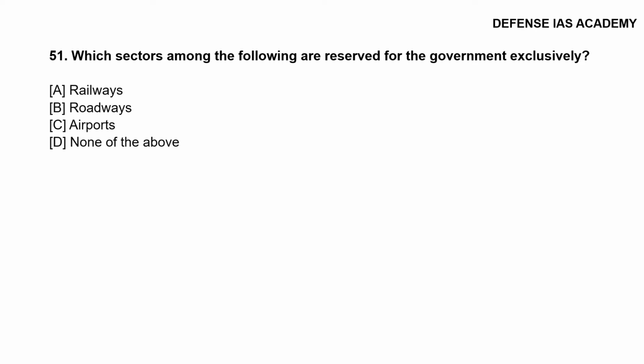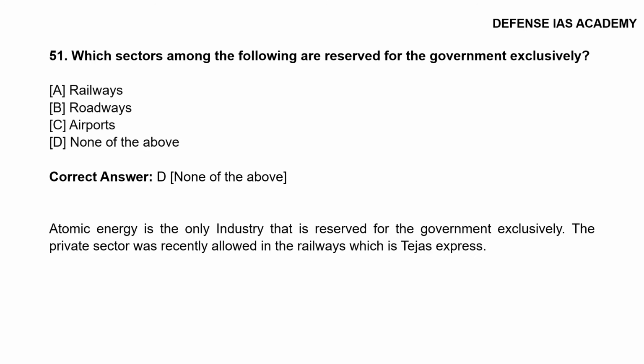Question 51. Which sectors among the following are reserved for the government exclusively? I repeat the question. Which sectors among the following are reserved for the government exclusively? The correct option is option D, none of the above. Atomic energy is the only industry that is reserved for the government exclusively. The private sector was recently allowed in the railways, which is Tejas Express.